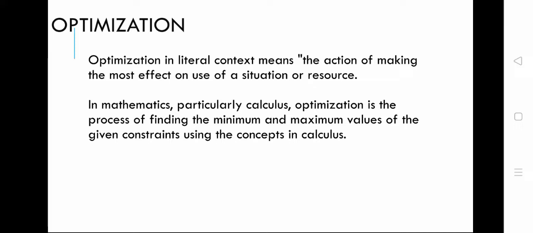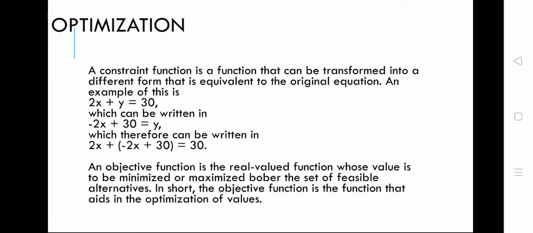In mathematics, particularly calculus, optimization is the process of finding the maximum and minimum values of the given constraints using the concepts in calculus. So it is finding the maximum or minimum value of a certain function or situation using derivatives. So let's just define some terms.